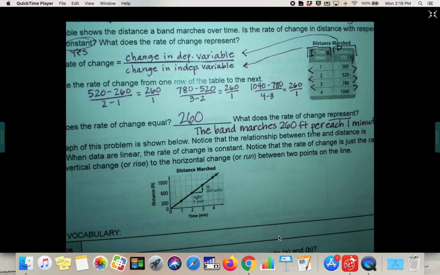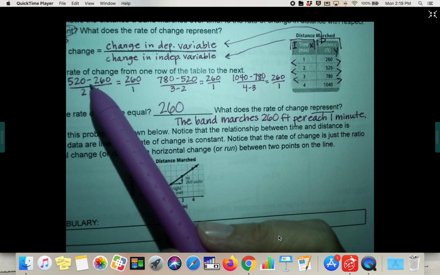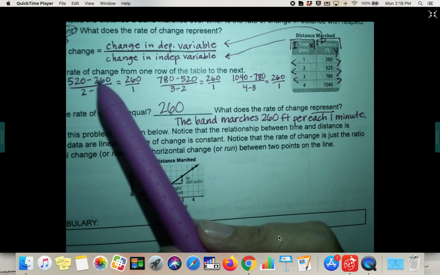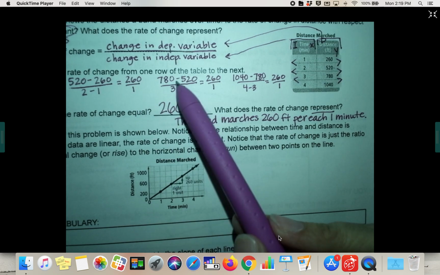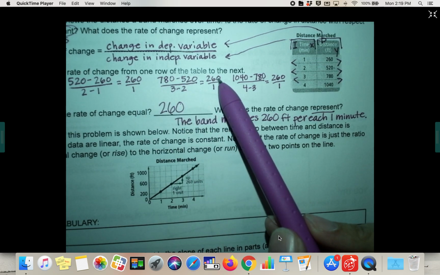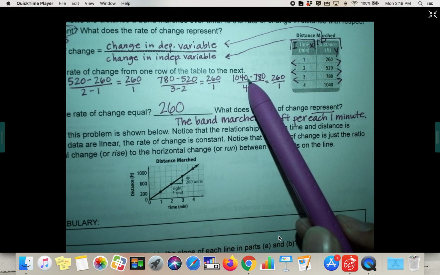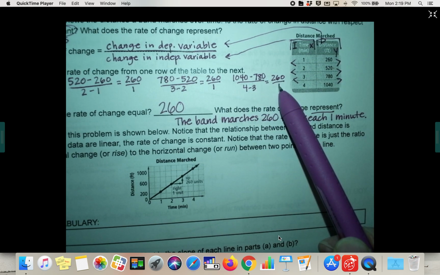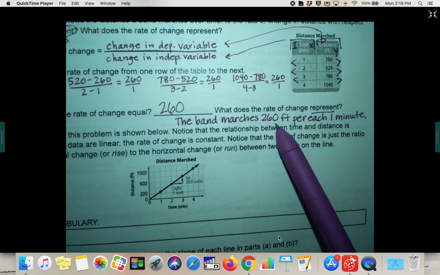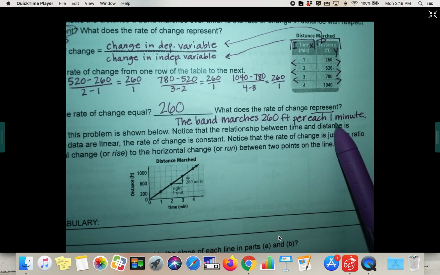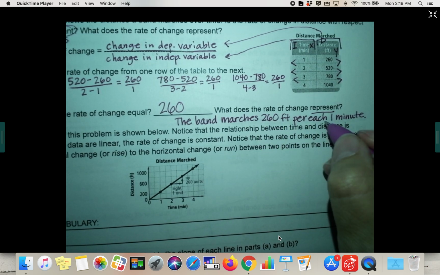Okay, and hopefully that makes sense to you. So even though they went from 260 to 520, that was still 260 feet per minute. And then they went up to 780, which was another 260 per minute. And then they went up to 1040, which was another 260 per 1 minute. So it is constant at 260. So the band marches 260 feet per each 1 minute. I guess that's kind of redundant there.